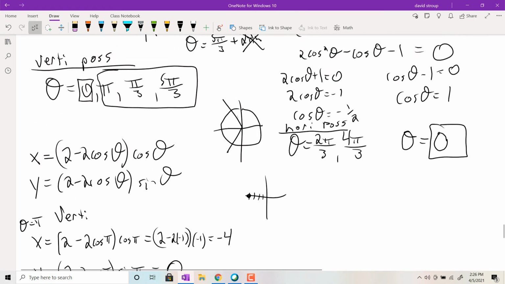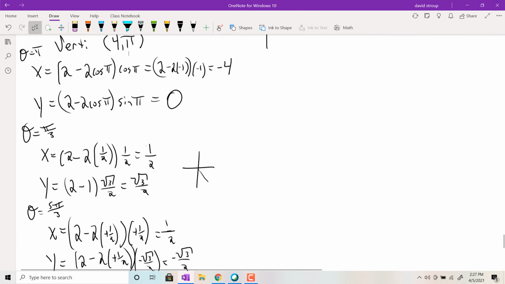If they want the r theta coordinates, then it's just a matter of plopping things into your r formula. So that would be 2 minus 2 cosine theta. For the first one, it would be 2 minus 2 times cosine of pi. Cosine of pi is negative 1, and then you get 2 plus 2. So that would be 4 comma pi in the r theta coordinate system. The next one would be pi over 3, and that would be 2 minus, it would just be 1. And then this one would also be 1.